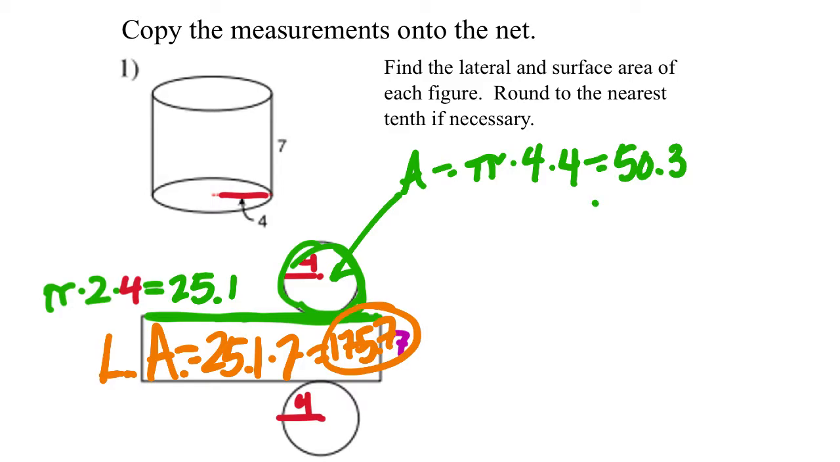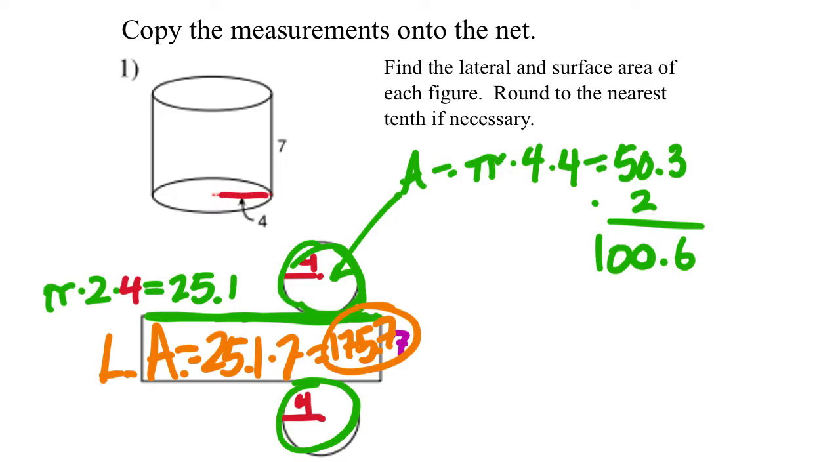We got 2 of those though, right? So I'm going to multiply that by 2. 50.3 times 2. That's now 100.6. Now, why did I multiply it by 2? It's because we got this second circle right here, okay?